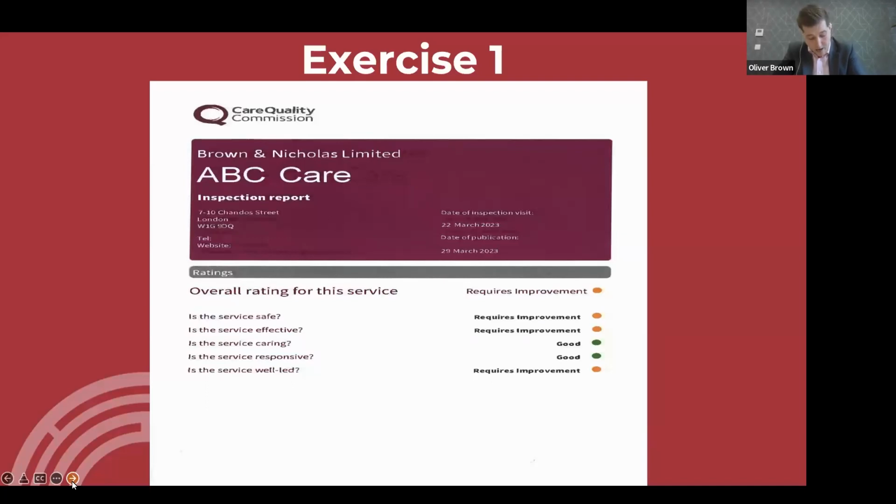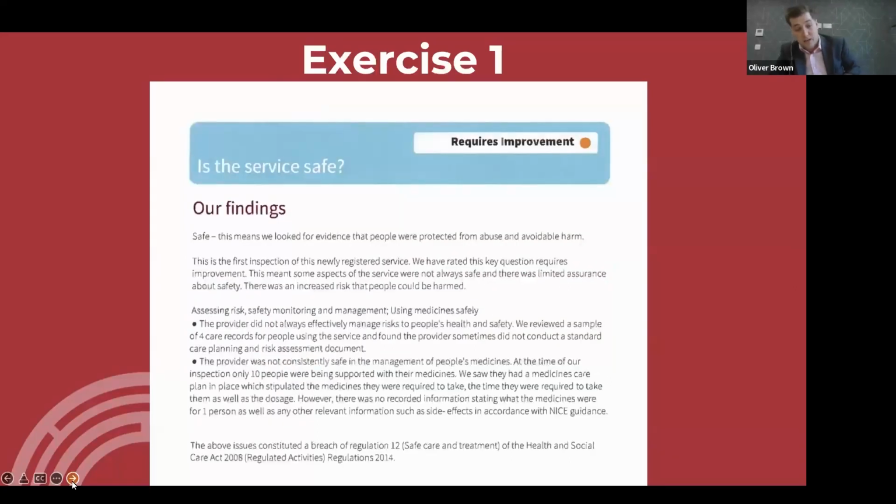So just to recap, in this fictional scenario, me and Gemma form Brown and Nicholas Limited, and we have a care home called ABC Care. We have an inspection from the CQC, and the following slide is going to be a short little snippet of that draft inspection report. We're a large residential care home of 80 service users. So as you can see here in the draft inspection report, in the safe domain, you can see that we have a requires improvement and there's criticisms in the 2 bullet points that have amounted to a breach of regulation 12.